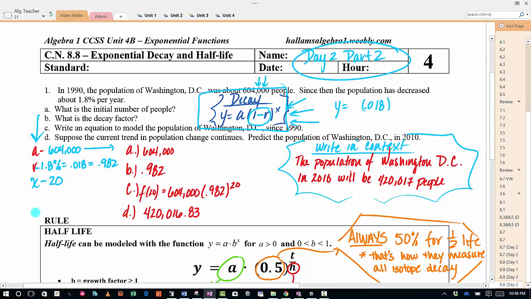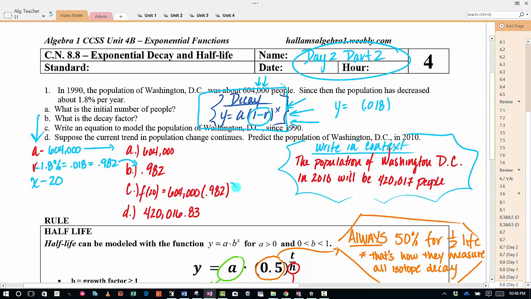So theirs would be the pieces that we would identify if we were doing this problem, but it's broken up for us. So let's finish off, make sure that we've got all the parts answered. There is our 0.982, our decay factor, right? That's our decay growth. And then here's the function if we were to write it in there, because it says write an equation to model the population since 1990.